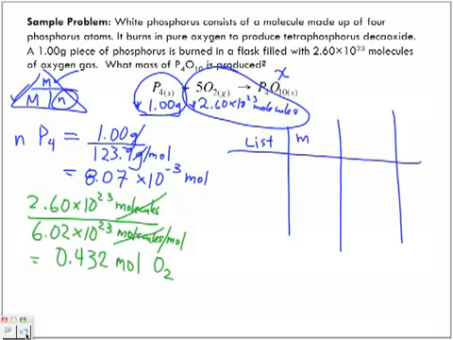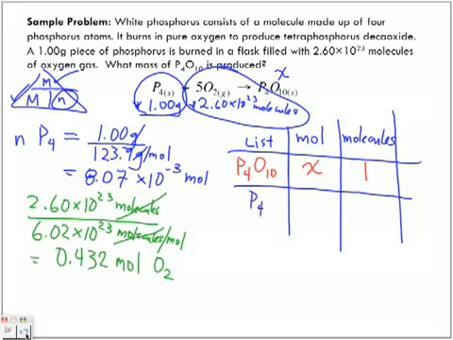So we have moles and molecules. The first one we're going to put in here is my unknown, P4O10. We don't know how many moles, but how many molecules in this balanced equation? 1. Okay. Now, the next thing we have is the phosphorus. And how many moles do we have of that?